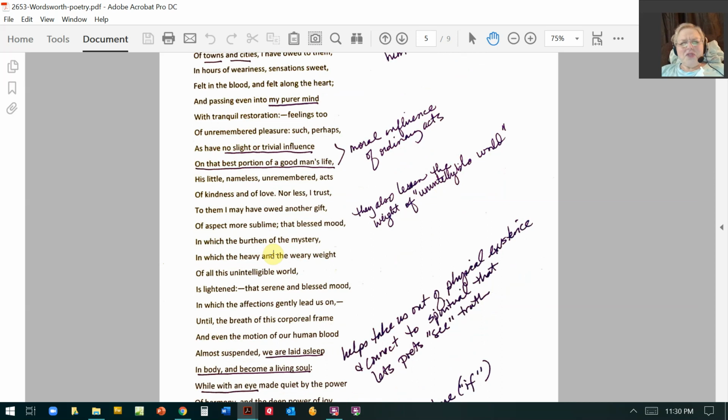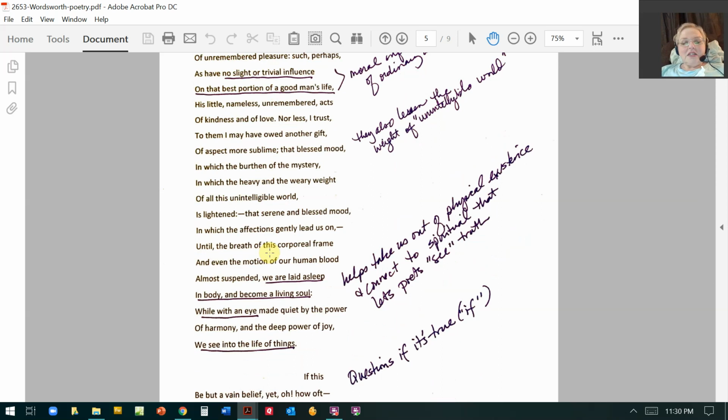And so it helps him. It gives him a serene and blessed mood, right? And this is important because it helps take us out of our physical existence and connects us to the spiritual that lets poets see truth. So he says, in this mood that it spawns, we are laid asleep in body and become a living soul. So that's the idea that your soul is not your body, right? And sometimes your body hampers you, right? That's a fairly Platonic idea, actually.